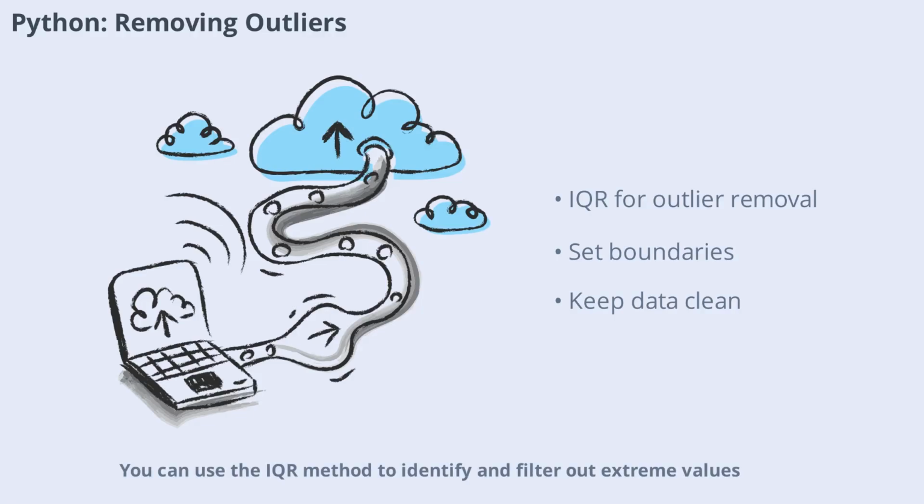You can use the IQR method to identify and filter out extreme values. By calculating the interquartile range and setting boundaries, you can keep only the data that falls within a reasonable range.